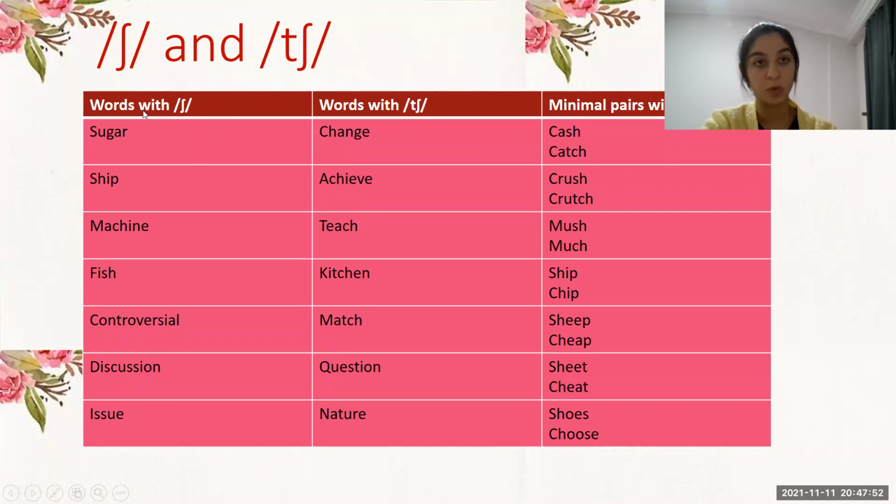Sh and ch. Words with sh: sugar, ship, machine, fish, controversial, discussion, issue. Words with ch: change, achieve, teach, kitchen, match, question, and nature. Minimal pairs with sh and ch: cash, catch, crush, crutch, mush, much, ship, chip, sheep, cheap, sheet, cheat, shoes, and choose.